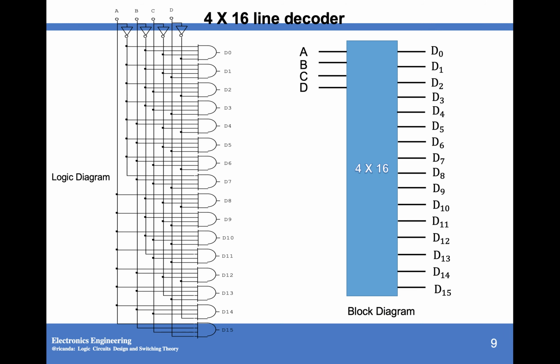So you have to draw your circuits. So this is your 4 by 16 line decoder. We have 16 outputs and 4 input lines, and your block diagram also has 16 outputs with 4 input lines.